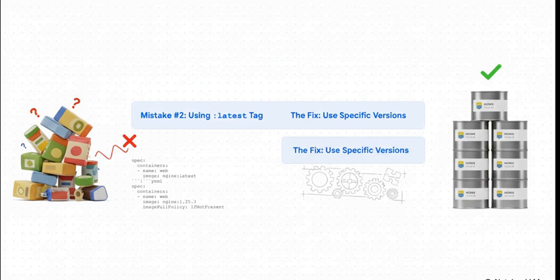Just don't do it. Imagine a recipe that just says add flour. It's completely unpredictable, right? The latest tag can change under your feet at any time, which leads to totally inconsistent deployments and makes rolling back a change a complete nightmare. The only sane way to do this is to use specific version tags, like you see here. It makes your builds predictable and reliable every single time.